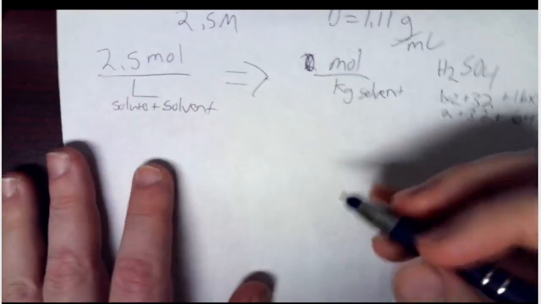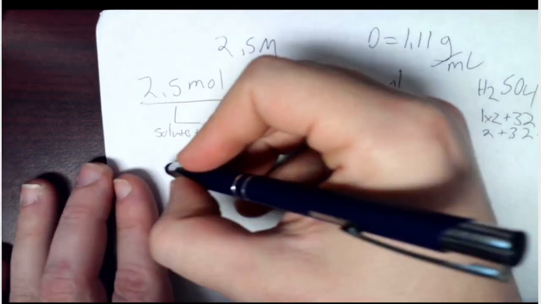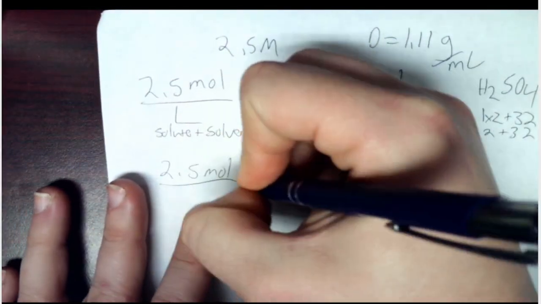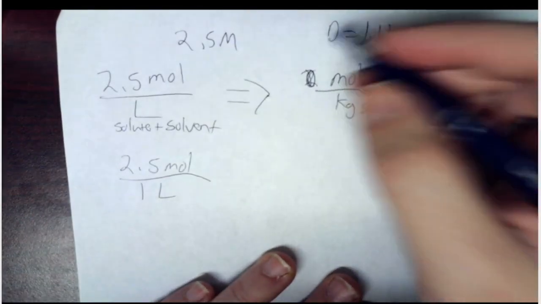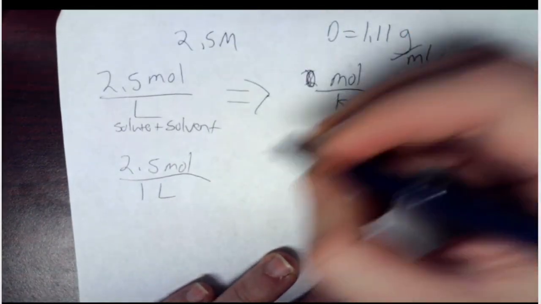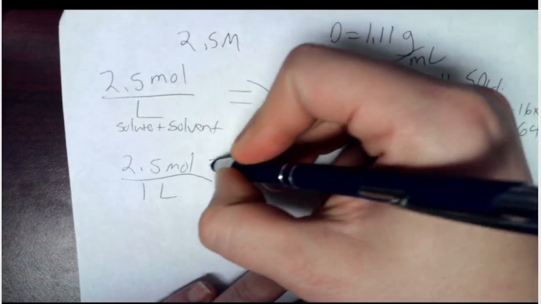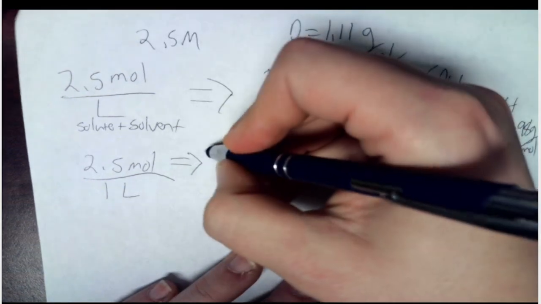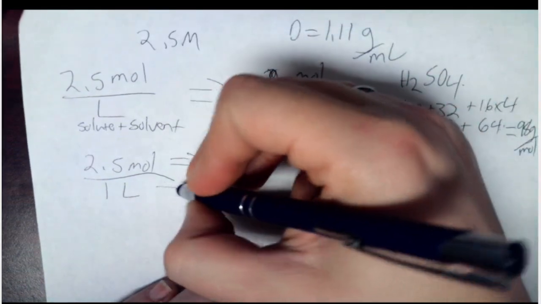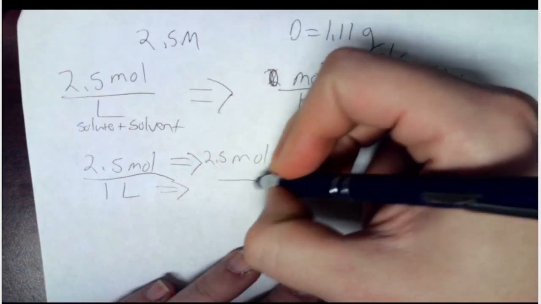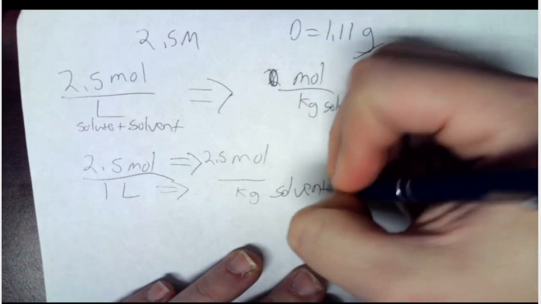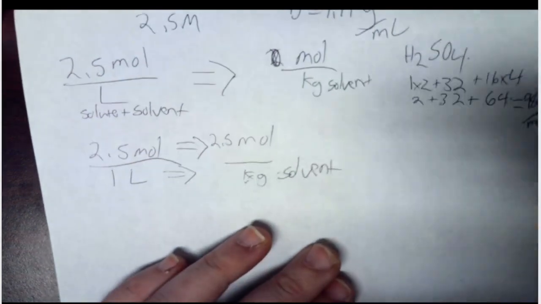So that's 2.5 moles per liter. That means I could have 2.5 moles in 1 liter of solution. That's probably going to be the easiest thing to work with. So I'm going to need to turn moles to moles. Well, that's easy. That's 2.5 moles. But I need to turn liters of solution into kilograms of solvent. So that's going to be the hard part right there.